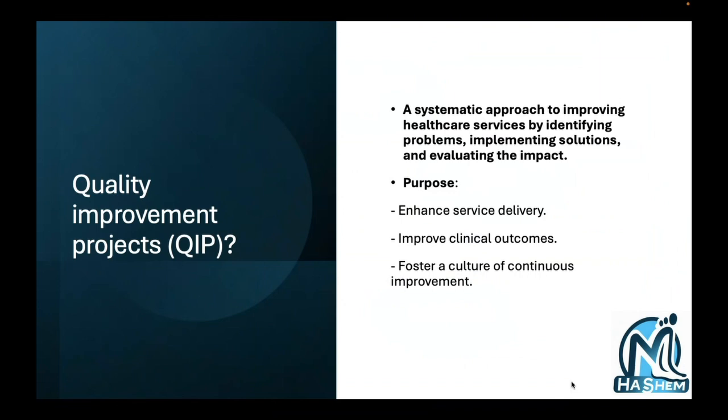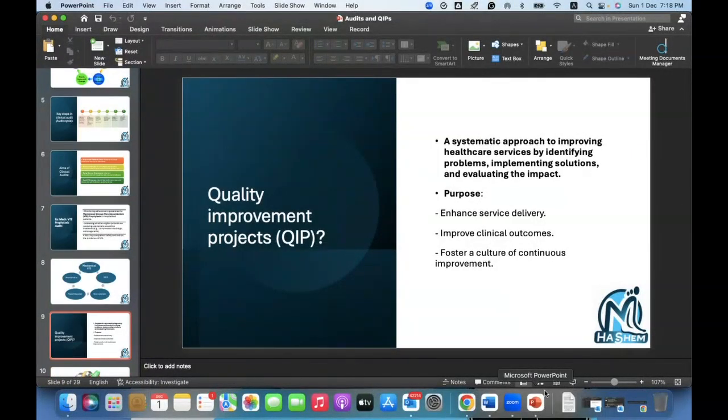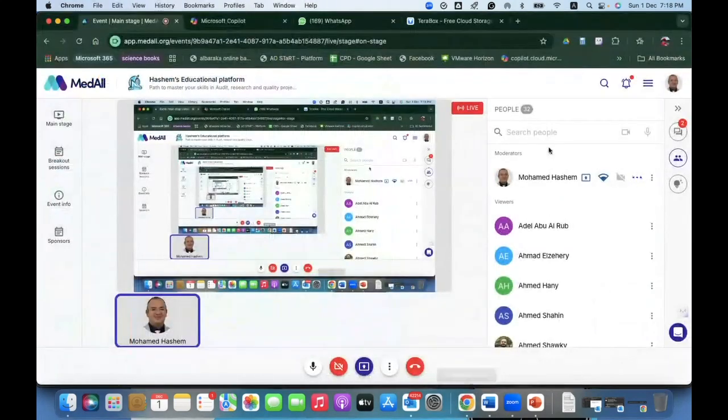So before I go to quality improvement, is the idea of audit clear, or do you have any questions?